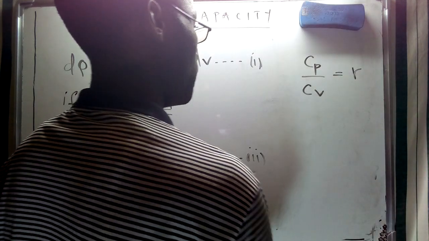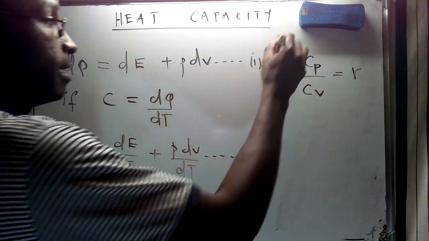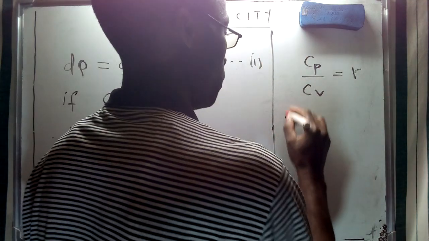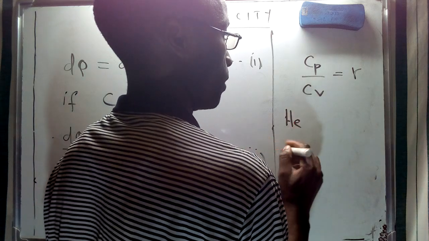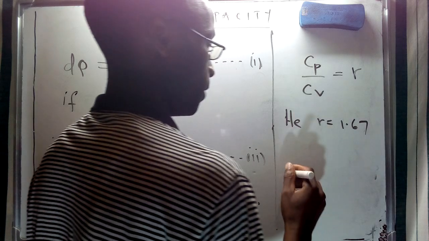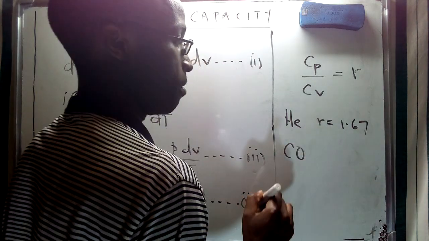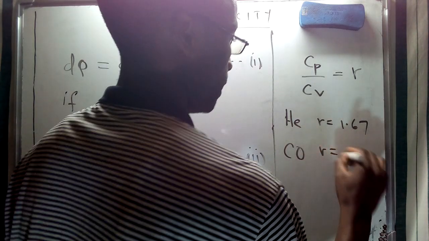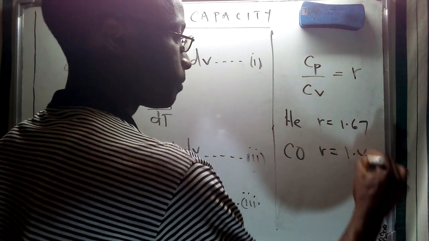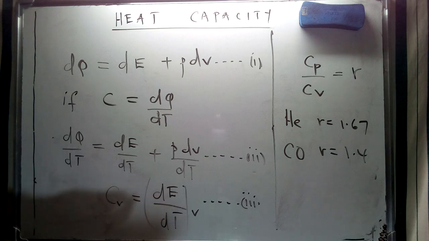We can consider the case for gases, which we have said are the monoatomic and diatomic gases. If you look at the monoatomic gases, they are going to have a constant value for R, which is of course 1.67. And for diatomic gases like CO, these are going to have an R value of 1.4. And this, of course, is going to be more elaborate.